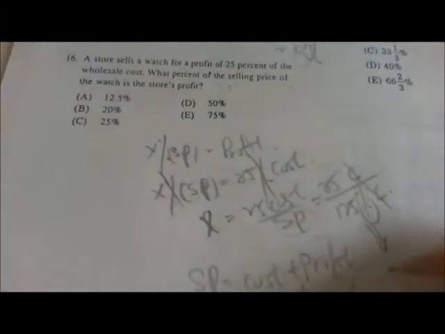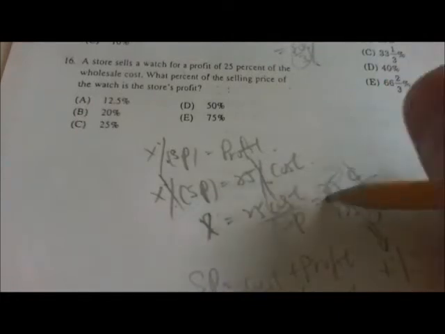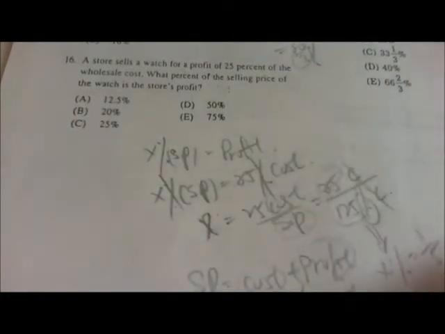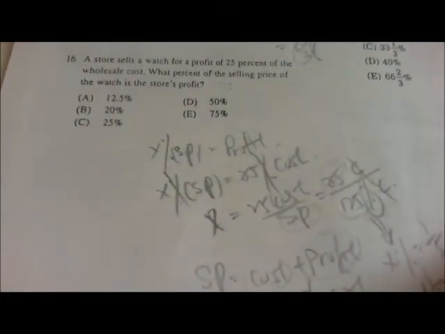Cancel the percent, move this up to here. So you have X% equal to 25 over 125, which is 1 over 5. X equals 20%.